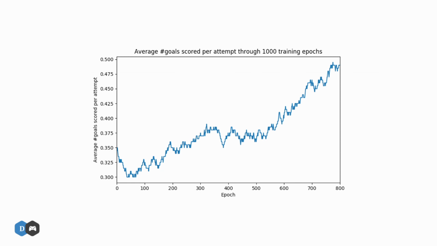I trained it for 1,000 epochs and recorded how many goals it scored per attempt. The results show that the average number of goals scored per attempt increases from 0.3 to 0.5 during training. Note that the average is recorded over a sliding window of 200 epochs. Towards the end, the model reaches 0.5, which means it is able to convert 50% of its attempts into a goal, which I think is pretty good given how difficult the task is.